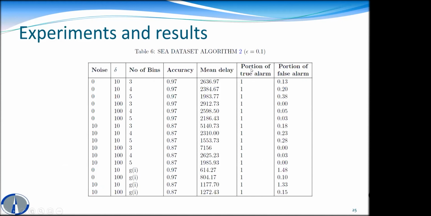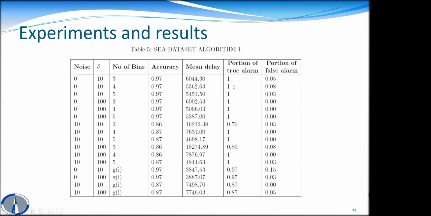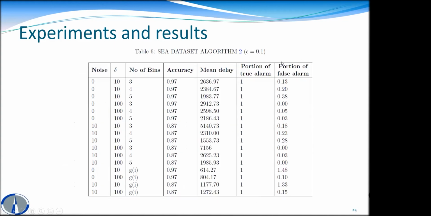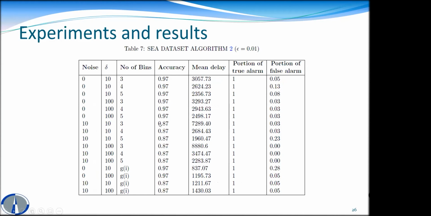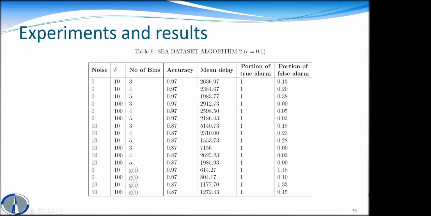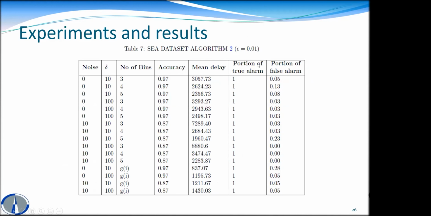The portion of true alarms is 1. It's better than the one before. The portion of false alarms, unfortunately, increases. The same holds here. This is better than the inductive conformal Martingale, but worse than the previous one, because the lower value of the Martingale is 0.01. Thus, it is slower to reach a value of 100.